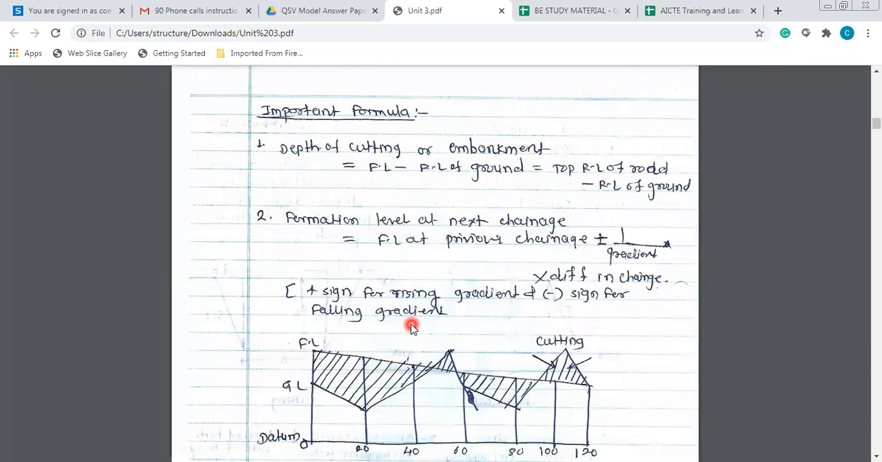Based on their readings only, they can put it in your AutoCAD drawing. Because nowadays new techniques are adopted. No one will go for the auto level and all the older instruments. Everyone is interested in going for the total station.